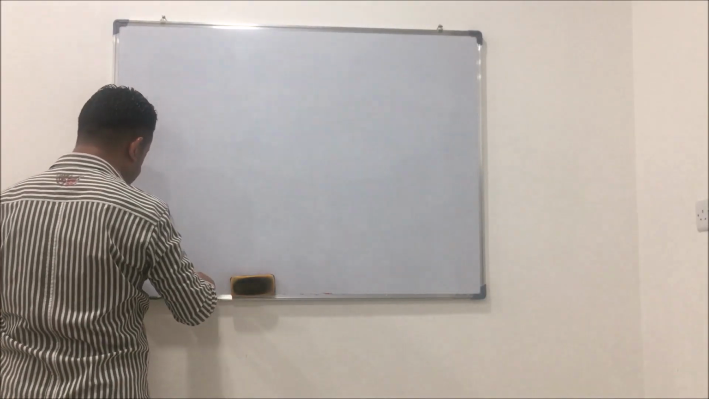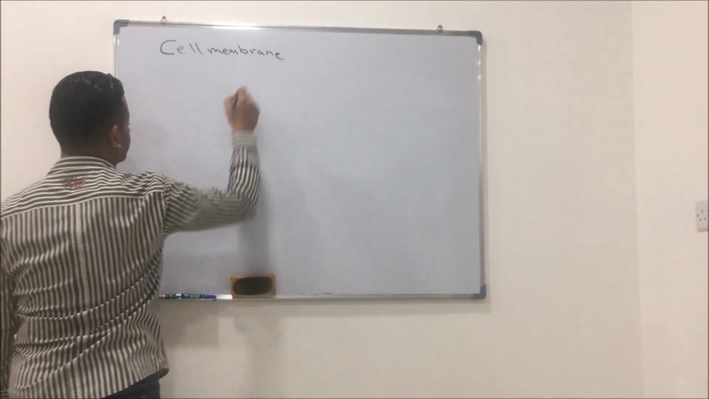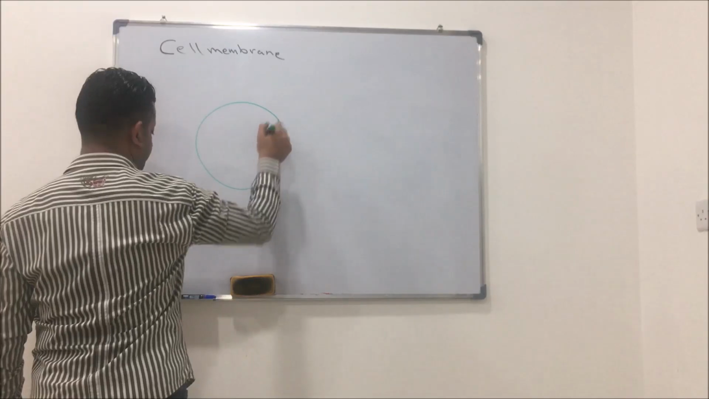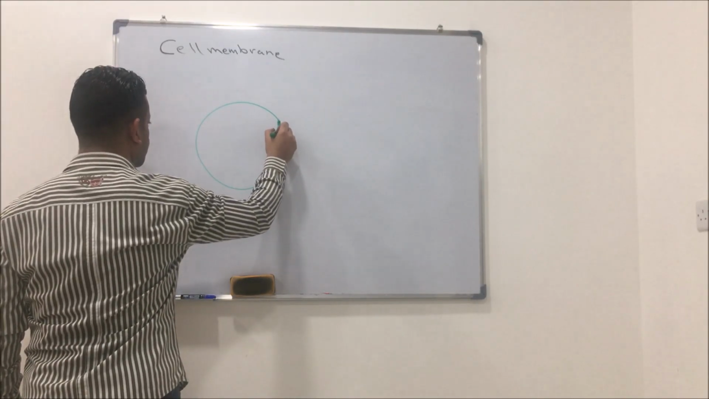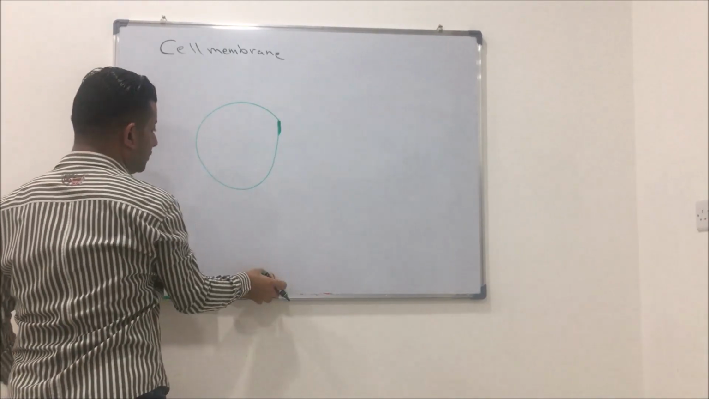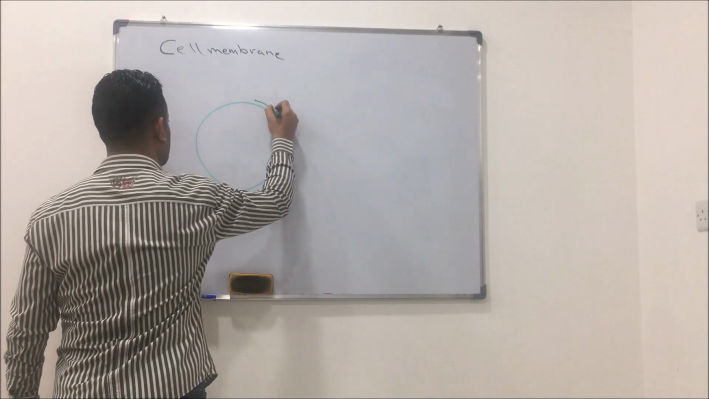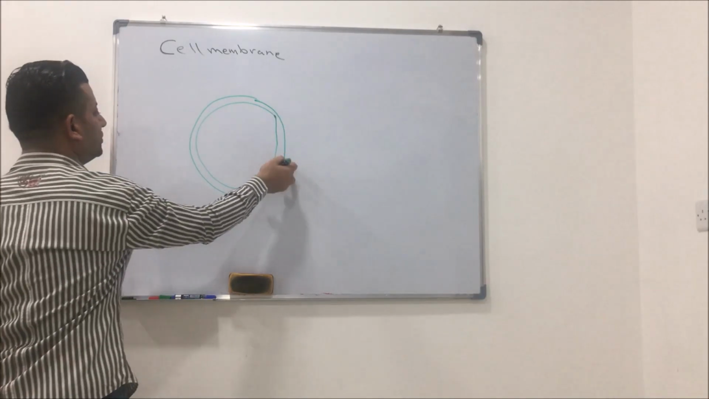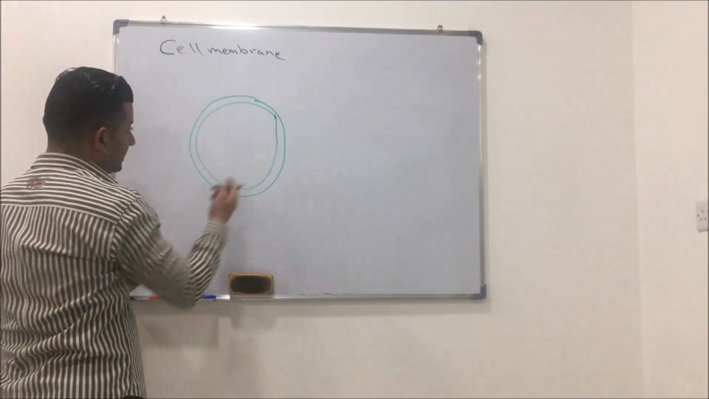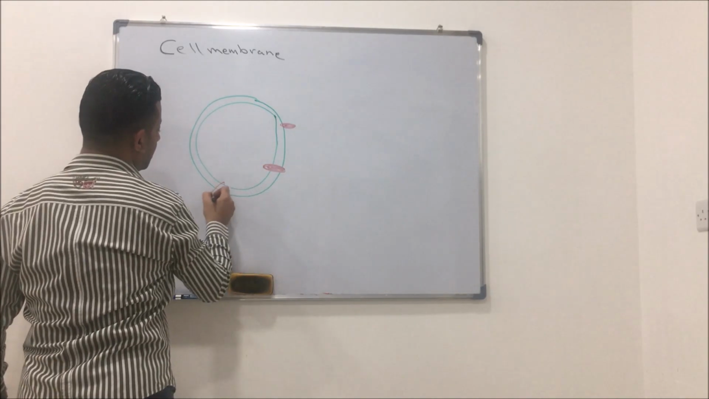We are going to see the structure of the cell membrane. Let's suppose together that this is a cell. So the cell is surrounded by the cell membrane, which consists of two layers. These two layers, as you see here, are phospholipids, with some specific proteins dispersed among them.